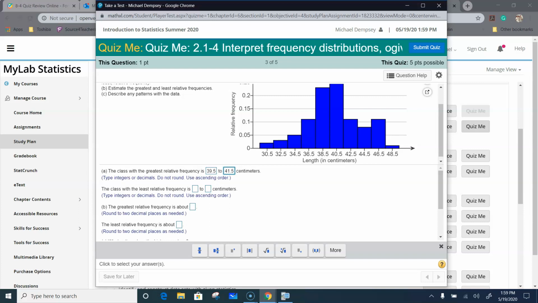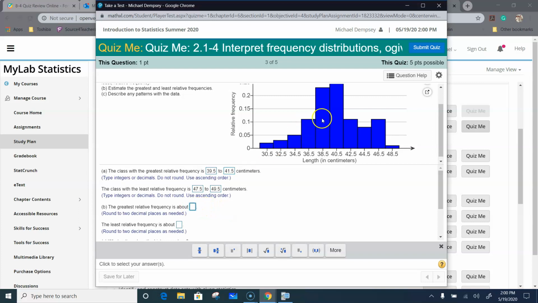The class with the least relative frequency, we can see the midpoint for that is 48.5. So that one would go from 47.5 to 49.5. And of course, if they wanted the limits, then we could just simply round these. That class would go, like this one would go from 40 to 41, right? Depending on what they want here, this would be 40 to 41. It's not clear to me which one they wanted, so hopefully they'll take either one.